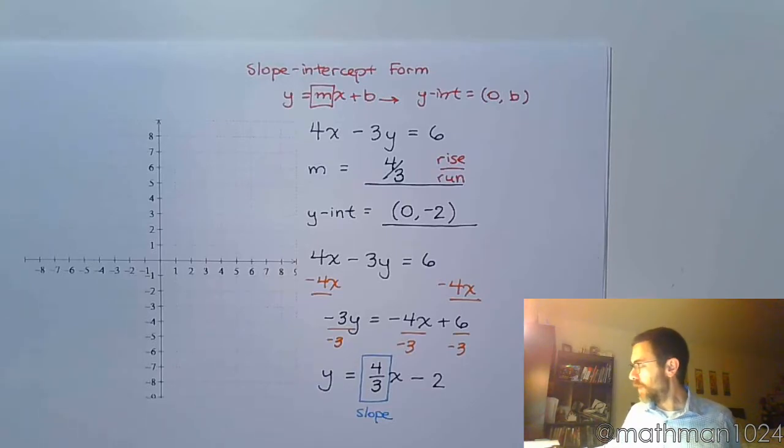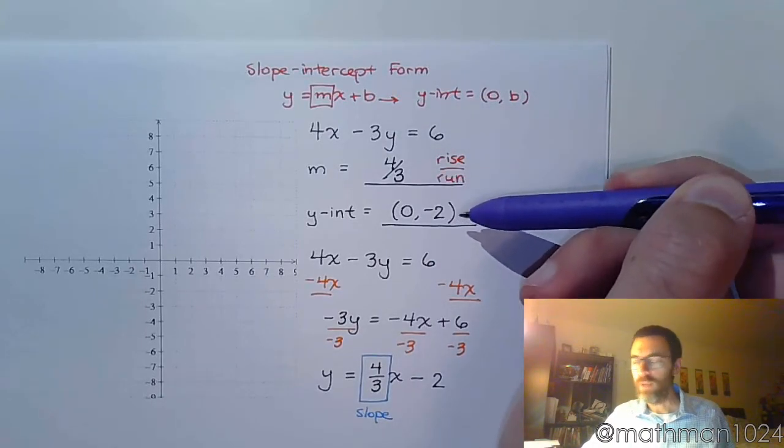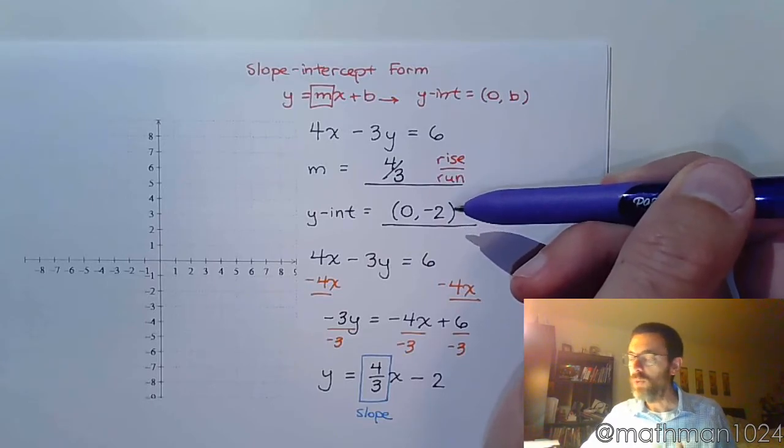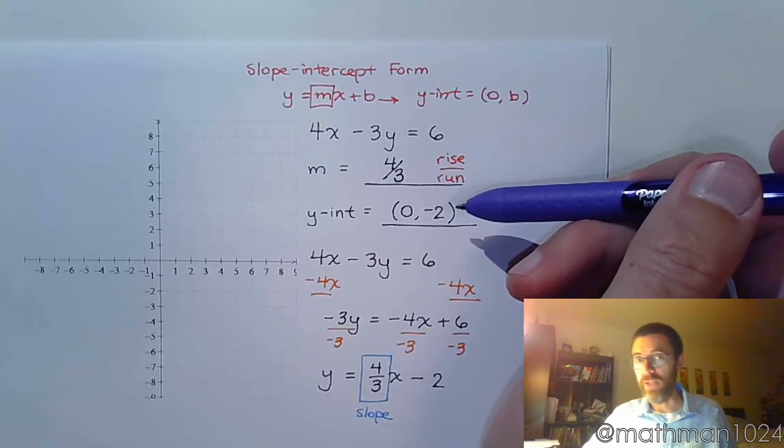Alright, so now it comes to the graphing part. Now, for graphing, you've got two pieces here. You've got the slope, and you've got the y-intercept. The slope is movement. The y-intercept is a location. So you want to start with the location because this is something that you definitely know. You know that you have (0, negative 2).